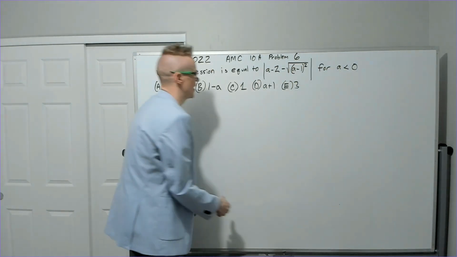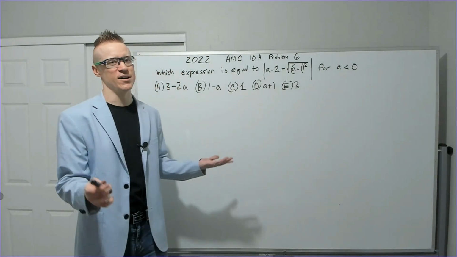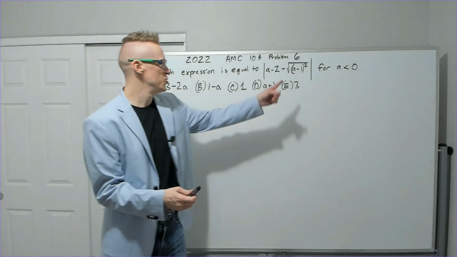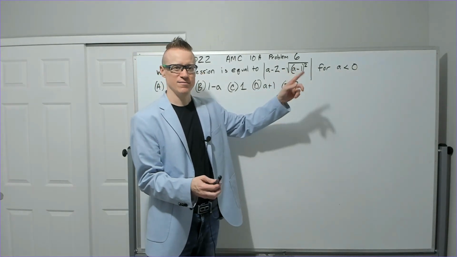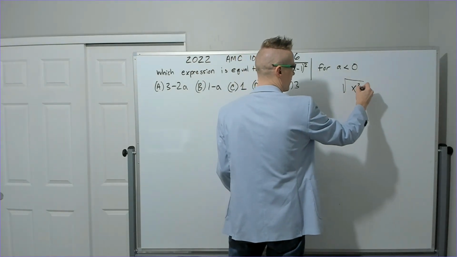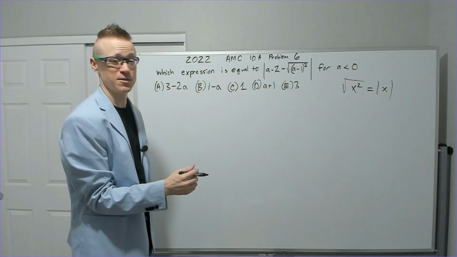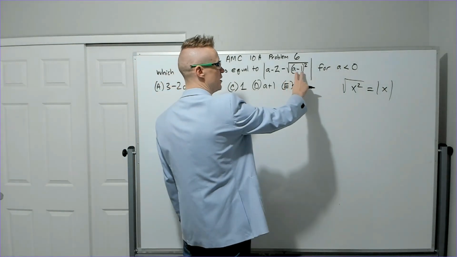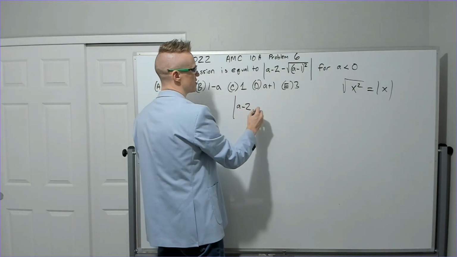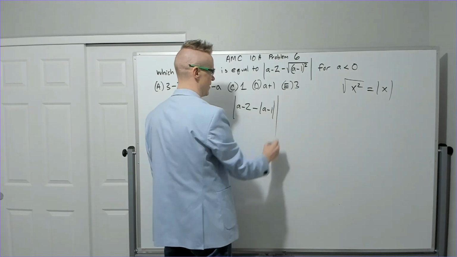So back to this problem. If you did the test last year, you probably remember a certain problem that had absolute value with a square root of this. And if you don't know, the square root of something squared is the absolute value of that thing, whatever it happens to be, even if it's a binomial expression. So you're going to get a minus 2 minus the absolute value of a minus 1.